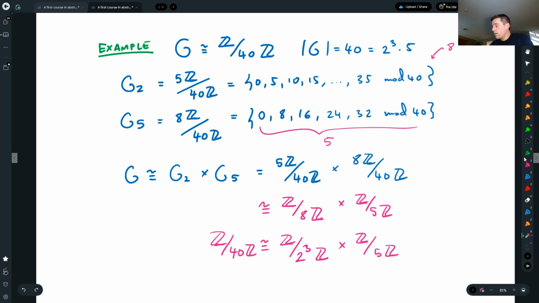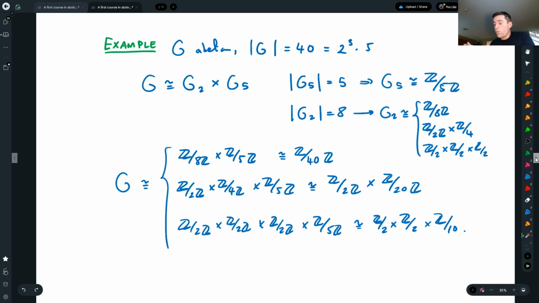Now, what if we ask the opposite question? We start from a group that is abelian of order 40, and I want to know all the possibilities. Again, I know that G will be the direct product of the primary components. The 5-primary component has to have order 5. Therefore, it is cyclic, because if you have prime order, you are cyclic. The 2-primary component has order 8, and now there are 3 possibilities. There is the one that we had before, but there is also Z modulo 2 cross Z modulo 4, and 3 copies of Z modulo 2. So there are 3 possibilities for G up to isomorphism, depending on the 2-primary component.